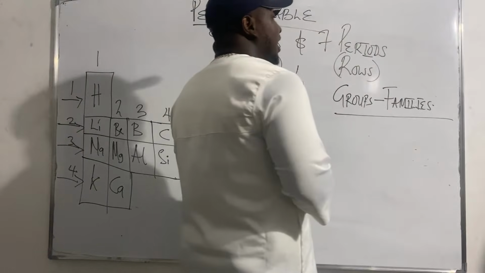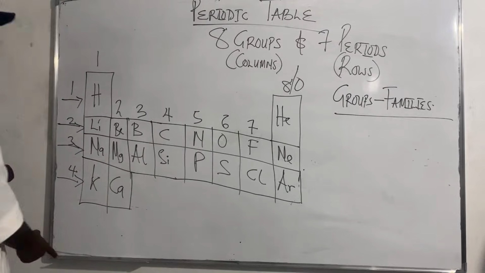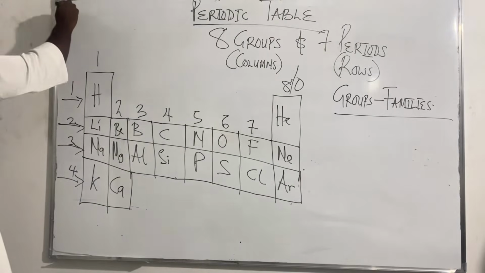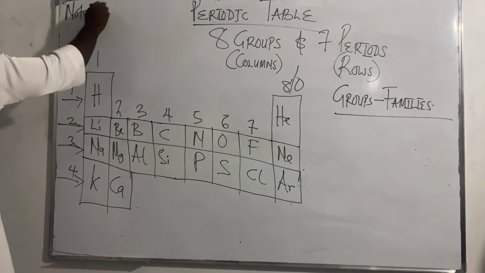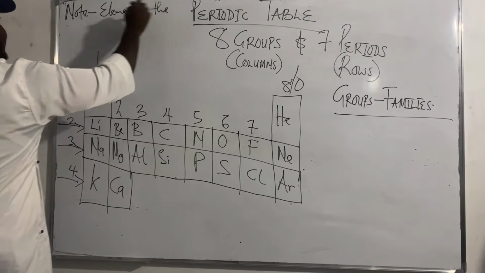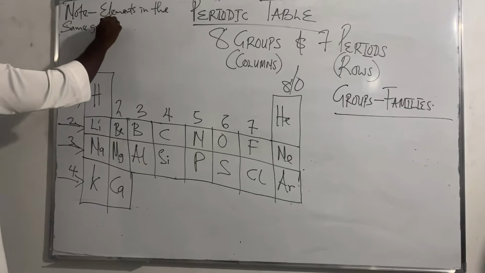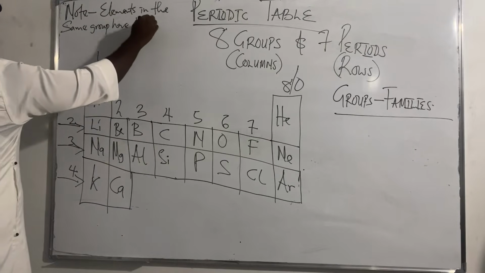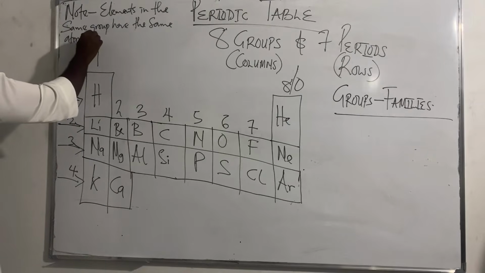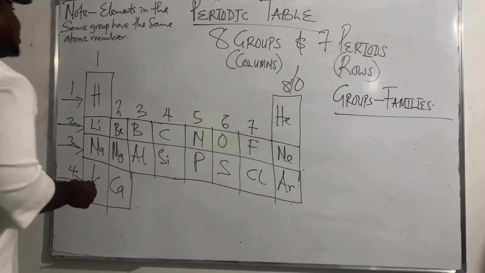So we have groups, also called families. Class, you can see the elements in group 1. There's something special about elements in each group. I want you to note that elements in the same group have the same atomic number.